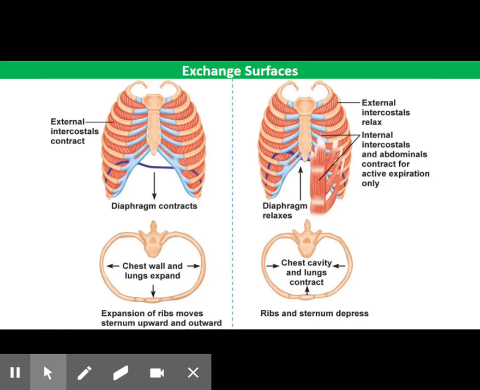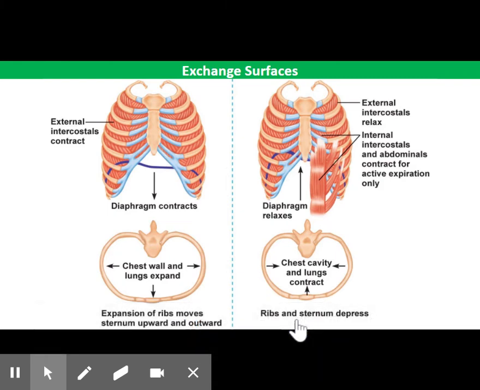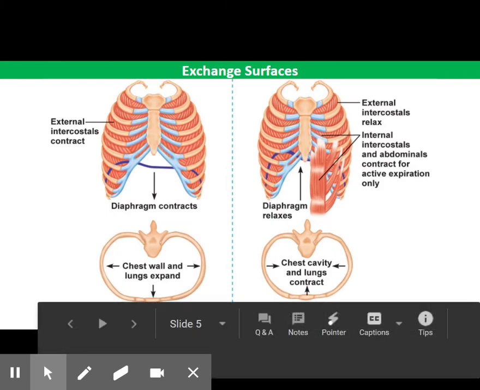This diagram here shows the process again. So here we can see the external intercostal muscles contracting on the left-hand side and the diaphragm contracting. That's in inhalation. By comparison, on the right-hand side, we can see the external intercostal muscles are relaxing, whilst the internal intercostal muscles are contracting.